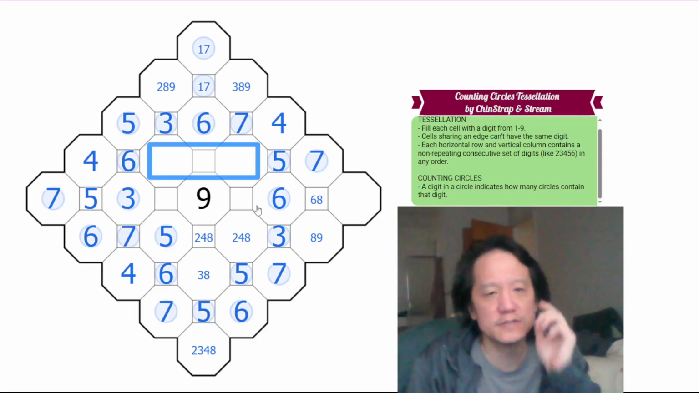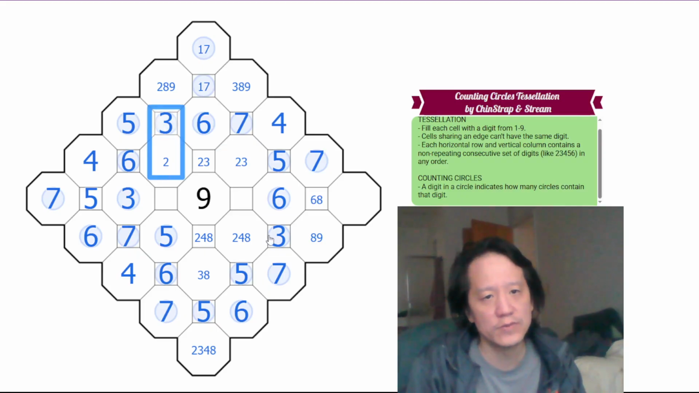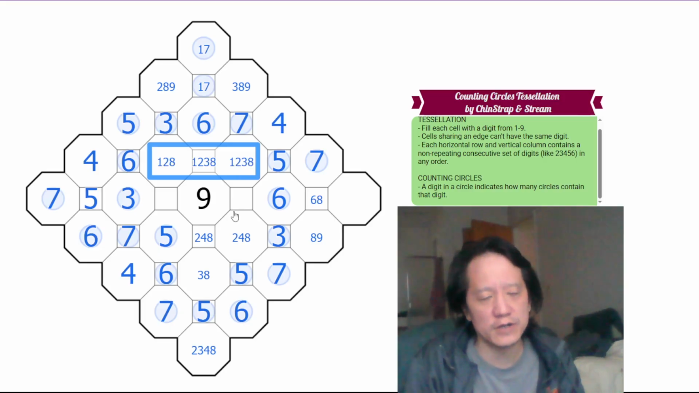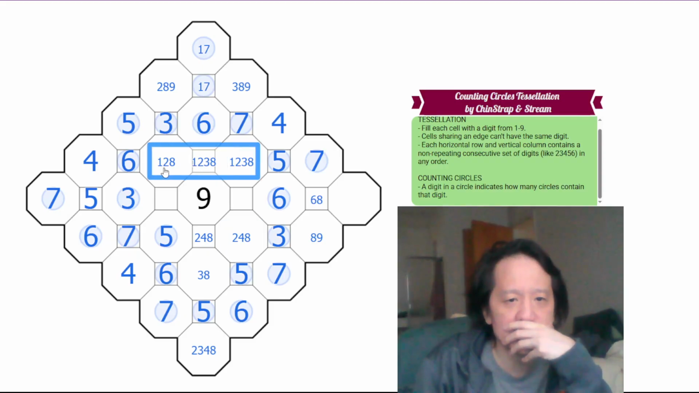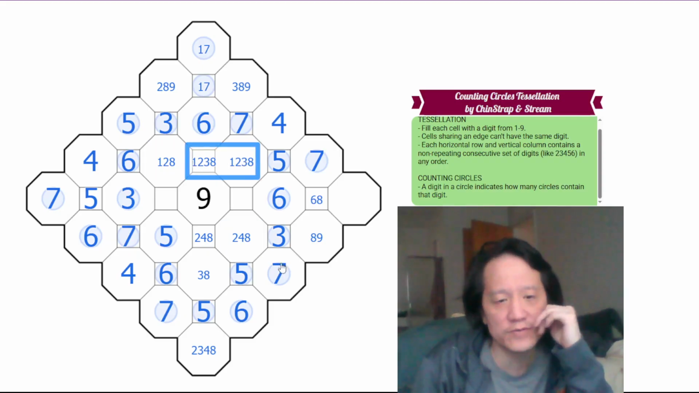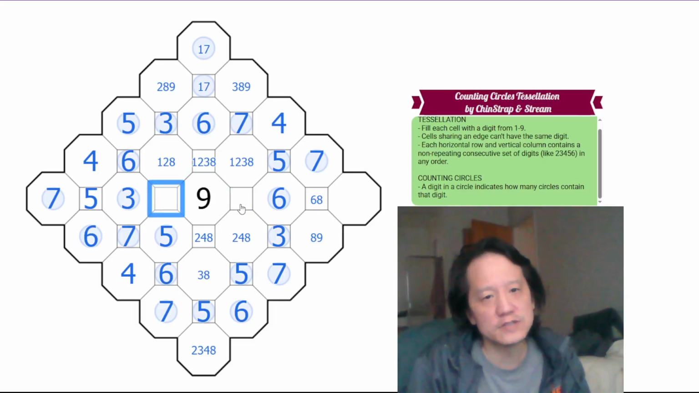Okay, no 9 is here, so we're guaranteed 3 and 2. This can't be 3 because of the 3 in the column. It's 2 and 3 guaranteed with 1 or 8 here. We don't know which. So 2 is one of those 3. 3 has to be one of those 2. These digits are remaining. We have 1, 2.